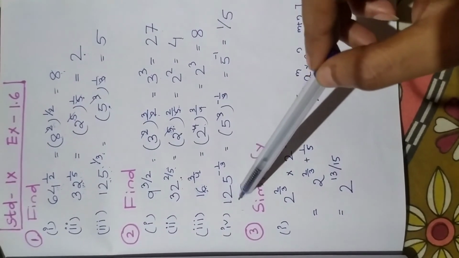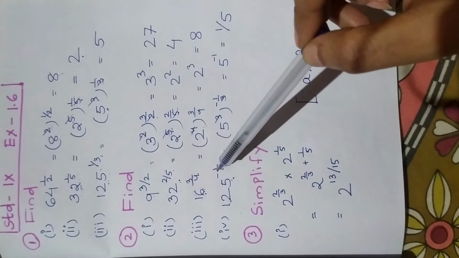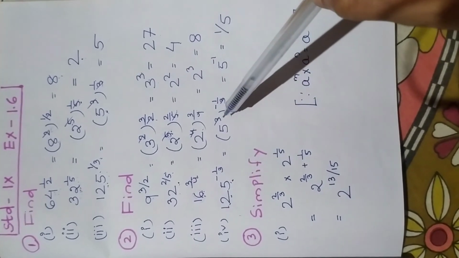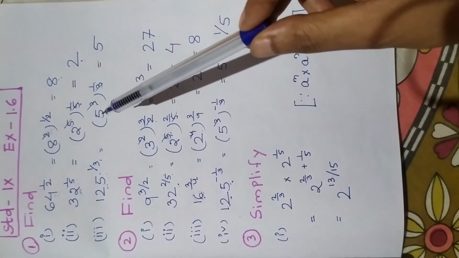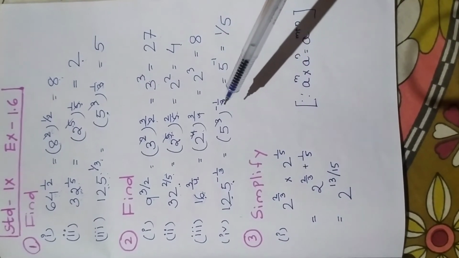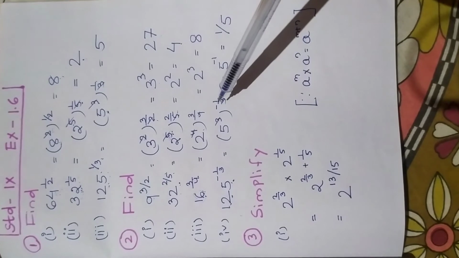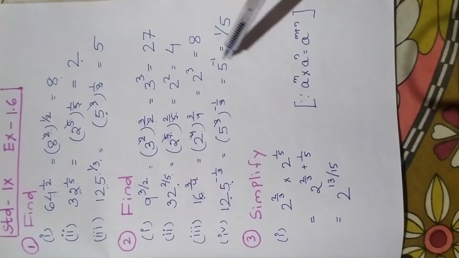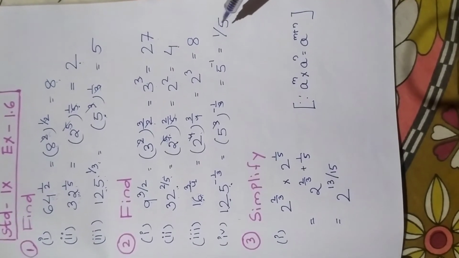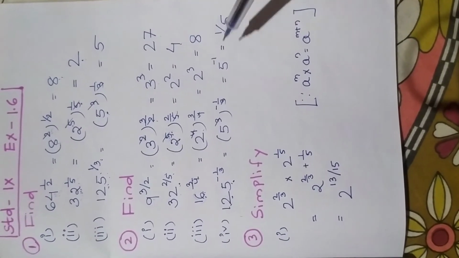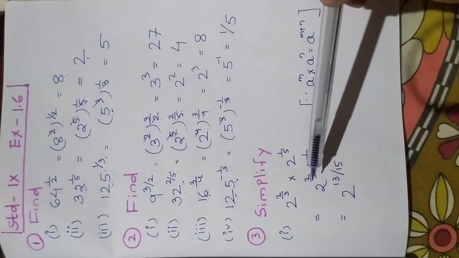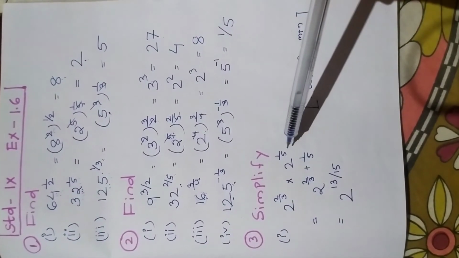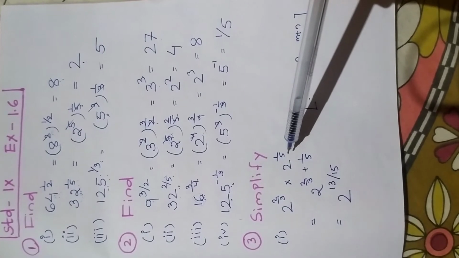Bit 4, 125 to the power minus 1 by 3. 125 means 5 to the power 3 which we have used here. So 3 and 3 cancelled out, but mark here one minus sign is coming. So 5 to the power minus 1 means it will come to the denominator part. So we have 1 by 5 as the answer. Coming to question number 3, it is given simplify. We have to simplify the given expressions expressed in the exponential form.